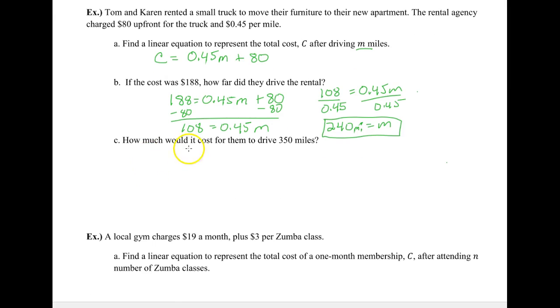On part C, it says how much would it cost for them to drive 350 miles? So that's what we have to find. We have to find cost now. So I don't know C. It's still 45 cents per mile, and they are driving 350 miles. So now I do know M. I use order of operations to simplify. 45 cents times 350 is 157.50. I add on my 80, and I end up with the cost being $237.50.